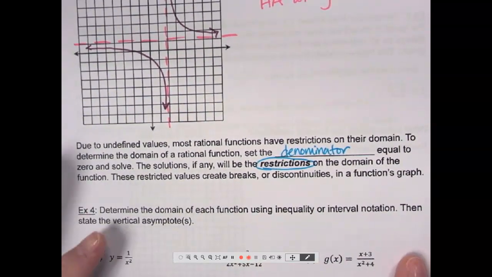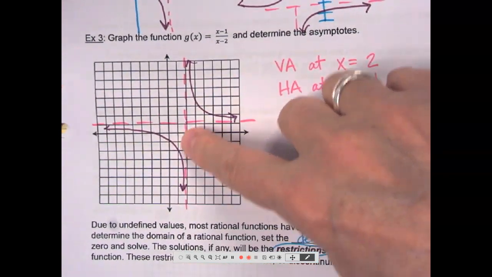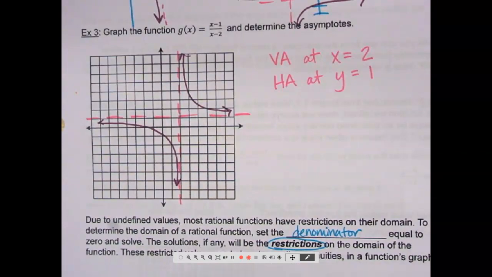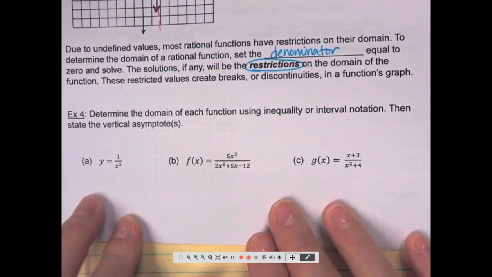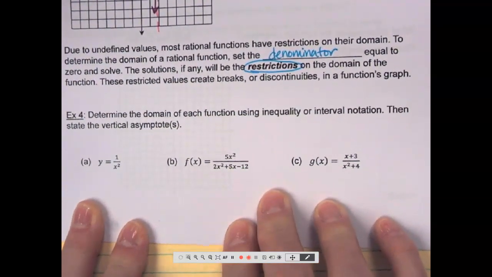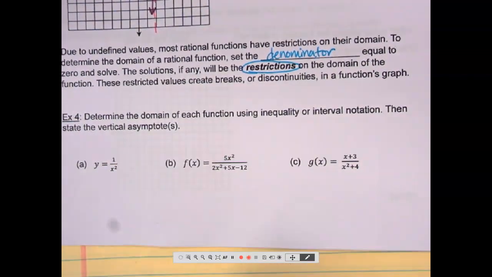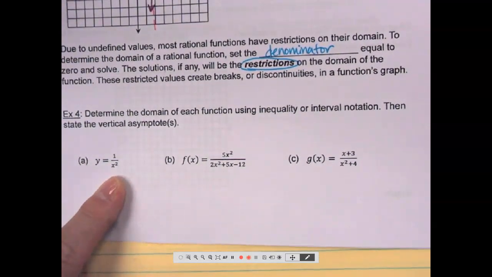Okay, so for example, just look at this last one here. What made the denominator 0 was 2. That's where that vertical asymptote occurred. That created a break in the graph. All right, so we're not going to graph them. We're just going to look at these and determine what x can't be, and then state where the vertical asymptotes would be. So what can x not be here? 0. 0 is the only number that would make that denominator 0, so I can't use 0.